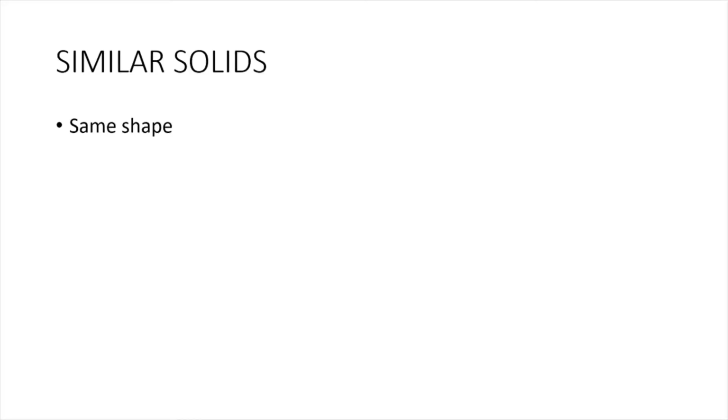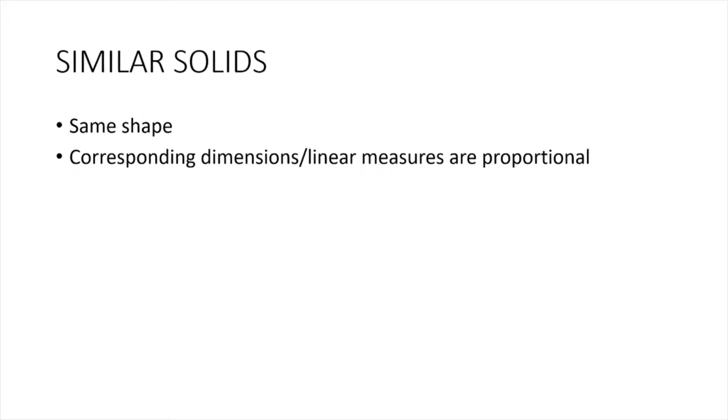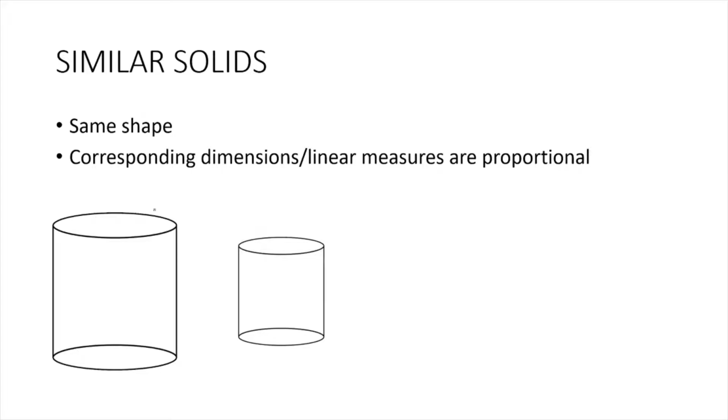Now, if two solids are similar, then they are of the same shape, and the corresponding dimensions or linear measures are proportional. Let's take, for example, two similar cylinders. Let's call the bigger cylinder cylinder A, and the smaller cylinder cylinder B. Let's call the height of cylinder A HA, and the radius RA. And for cylinder B, its height is HB, and the radius is RB.